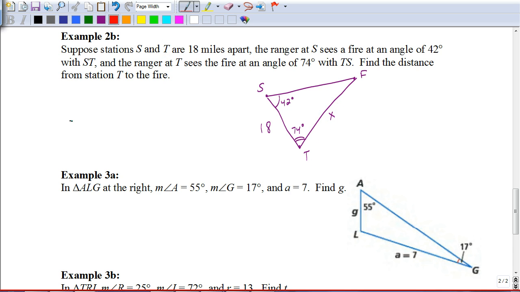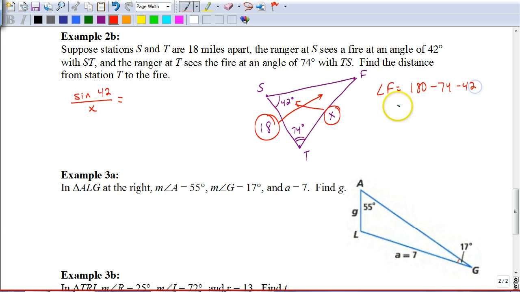So again, we're going to use the law of sines. I know I'm trying to find this side, so that's across from the angle that's 42 degrees. So it's going to be the sine of 42 over x equals, and I'm trying to use all my proper information here. This side here, that's 18 miles, is across from angle F. Again, I don't know angle F, so I have to find that out by taking 180 minus 74 minus 42. When I do that, I get 64 degrees.